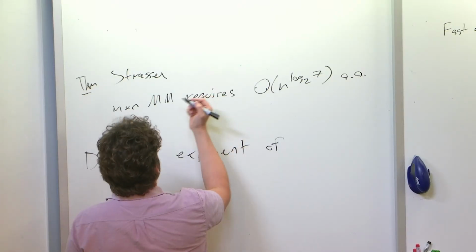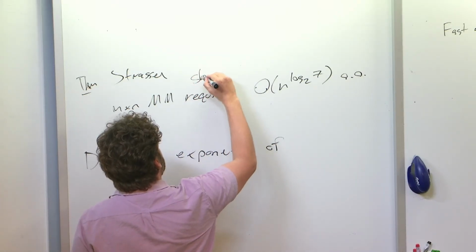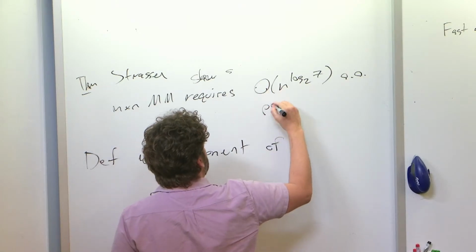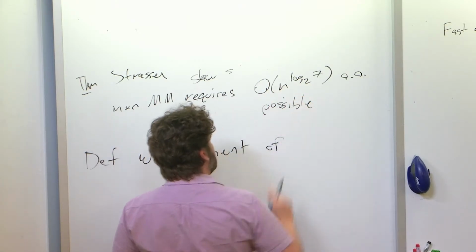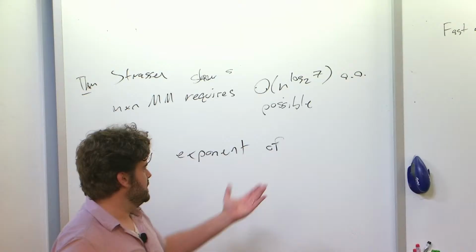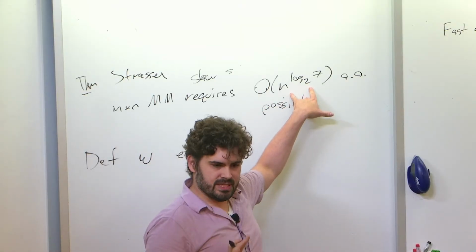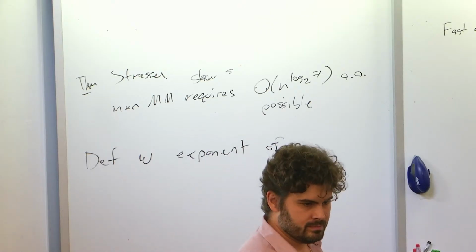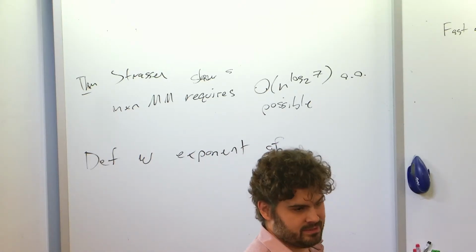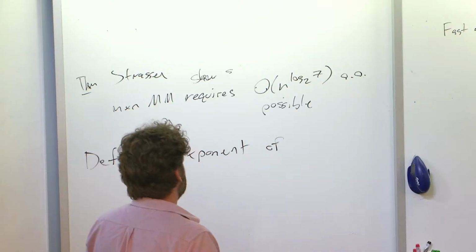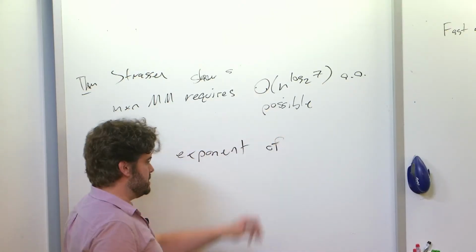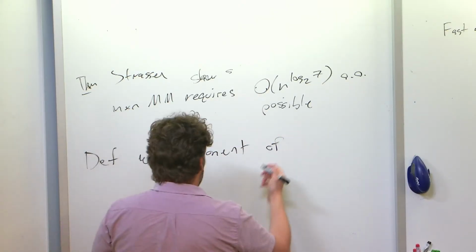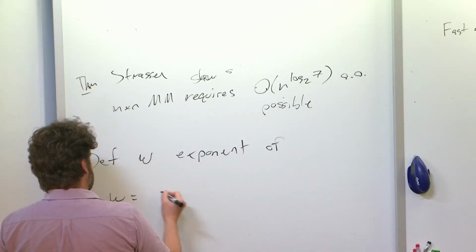So Strassen shows this is possible. Or we could say that the circuit size is this size. Big O of n to the log 2 of 7 includes order of n squared. It does. Exactly. So this is not a lower bound result, but it is an upper bound result. And Strassen defines the exponent as the natural thing.